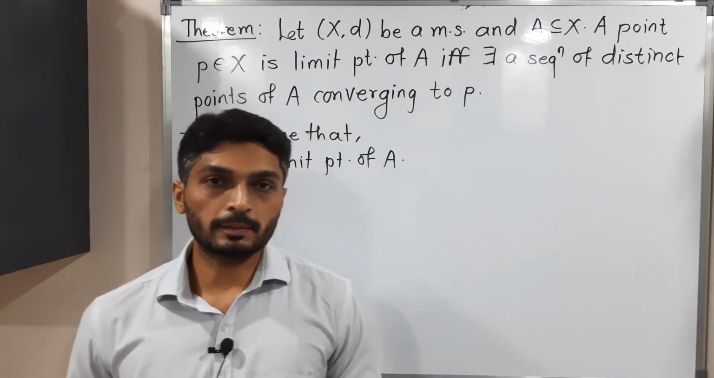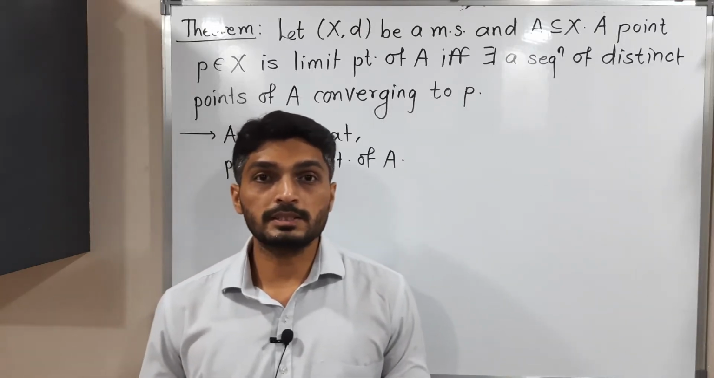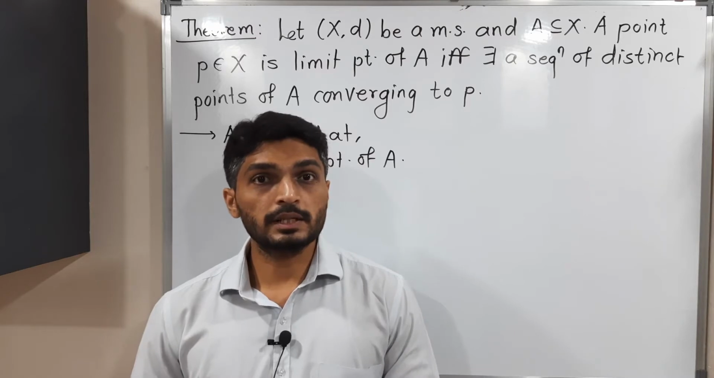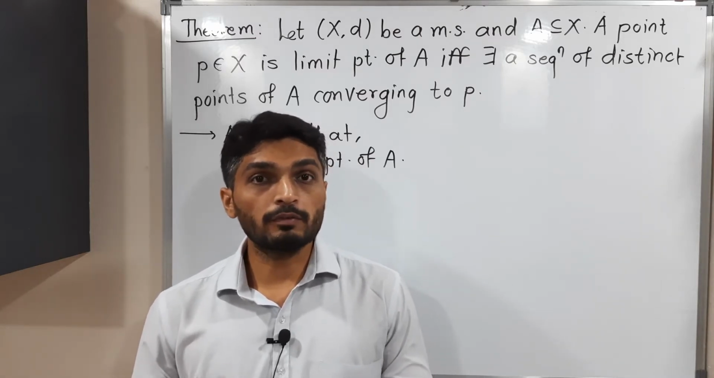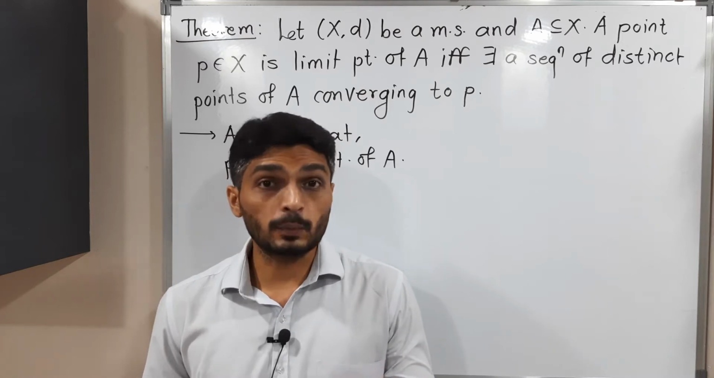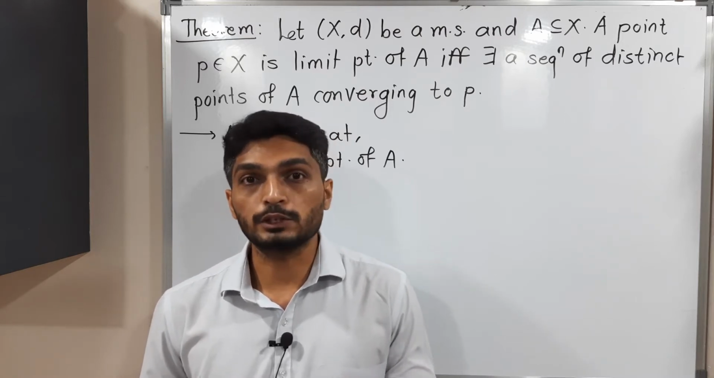Let us discuss this theorem. In this theorem, we have a metric space (X, d) and a subset A of X. What we have to prove is: P is a limit point of A if and only if there exists a sequence of distinct points of A converging to P.